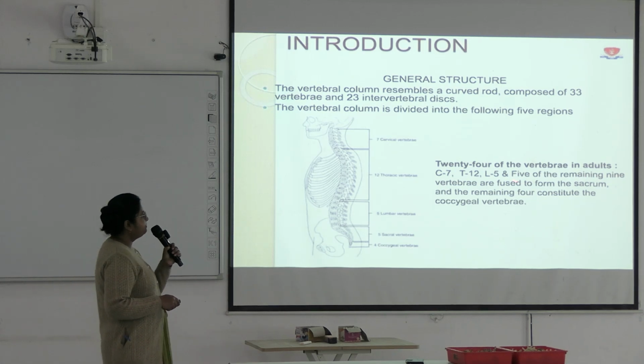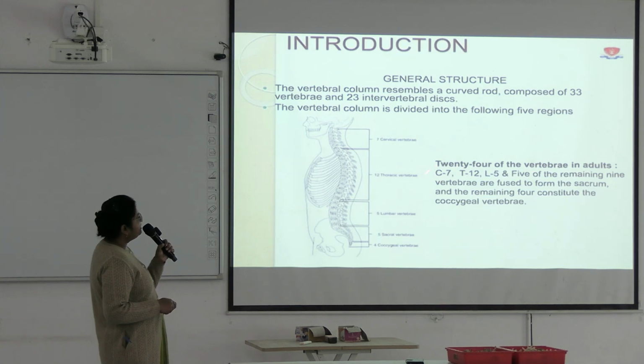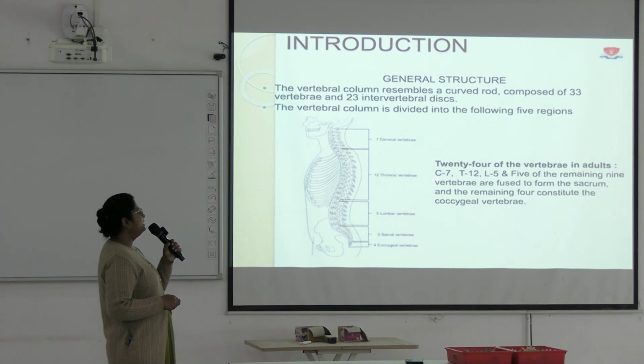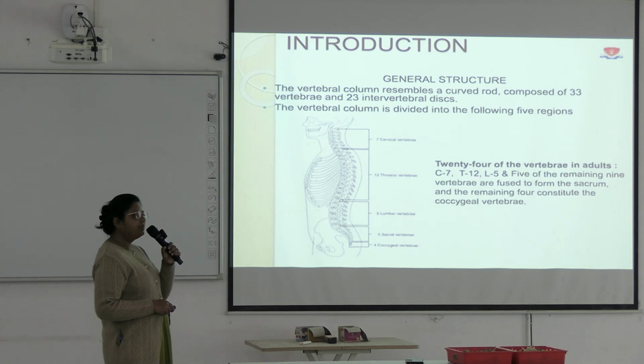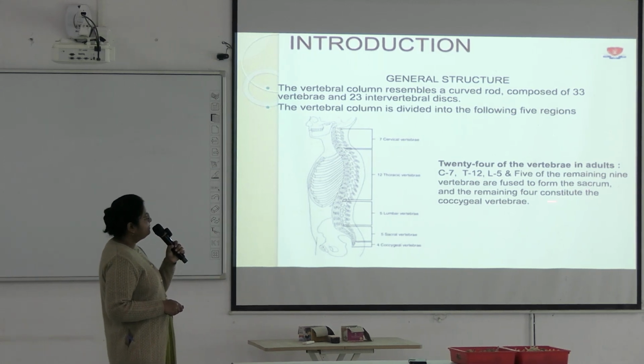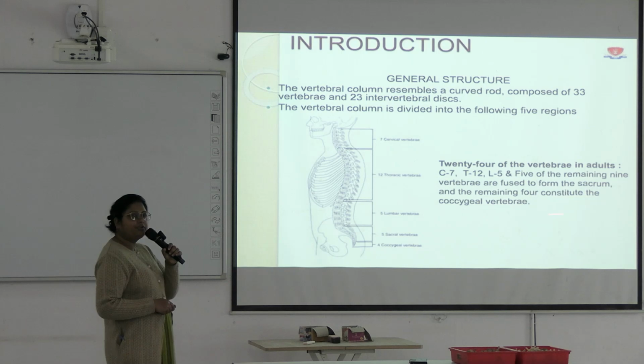So there are 24 vertebrae in the adult because of fusion of the sacral and coccygeal vertebrae. So C7, T12, L5, and 5 of the remaining 9 vertebrae are fused to form the sacrum and the remaining 4 constitute the coccyx.